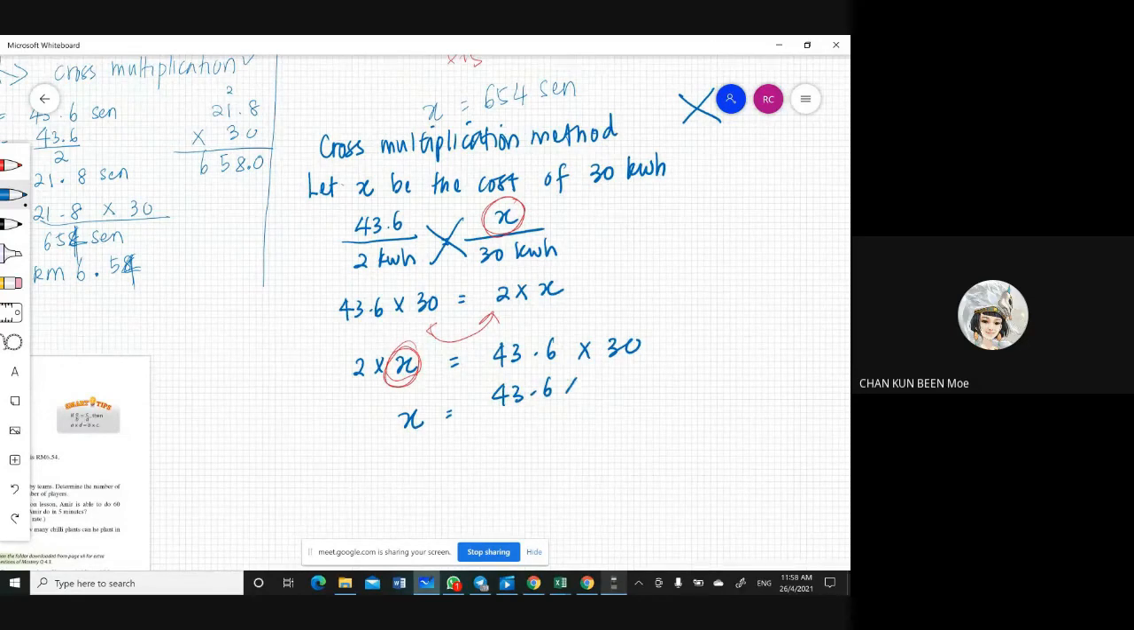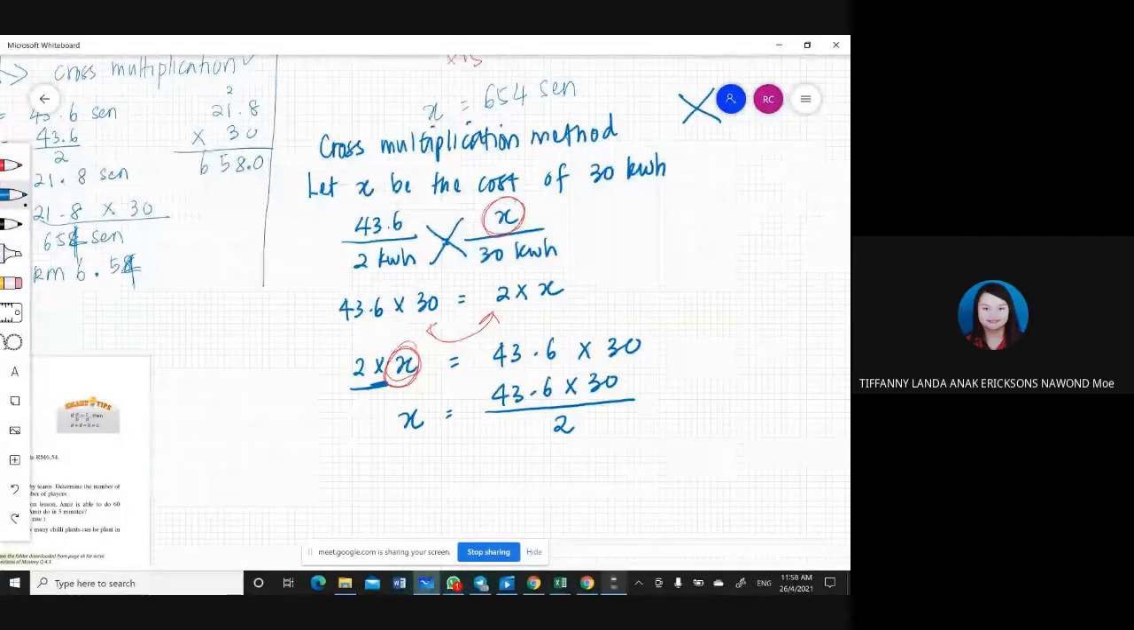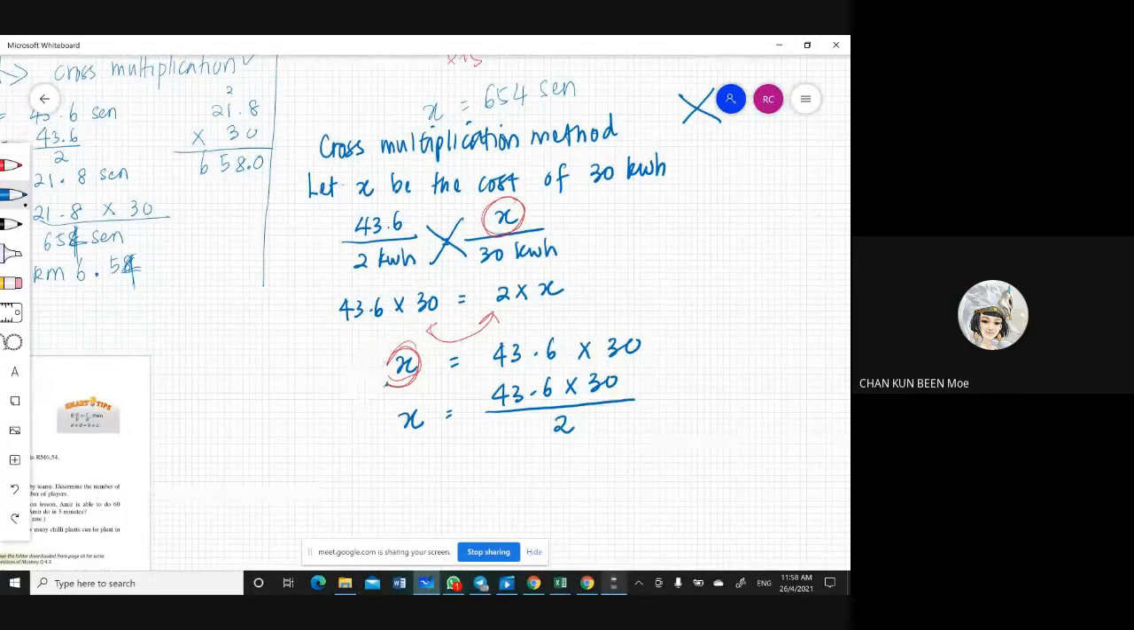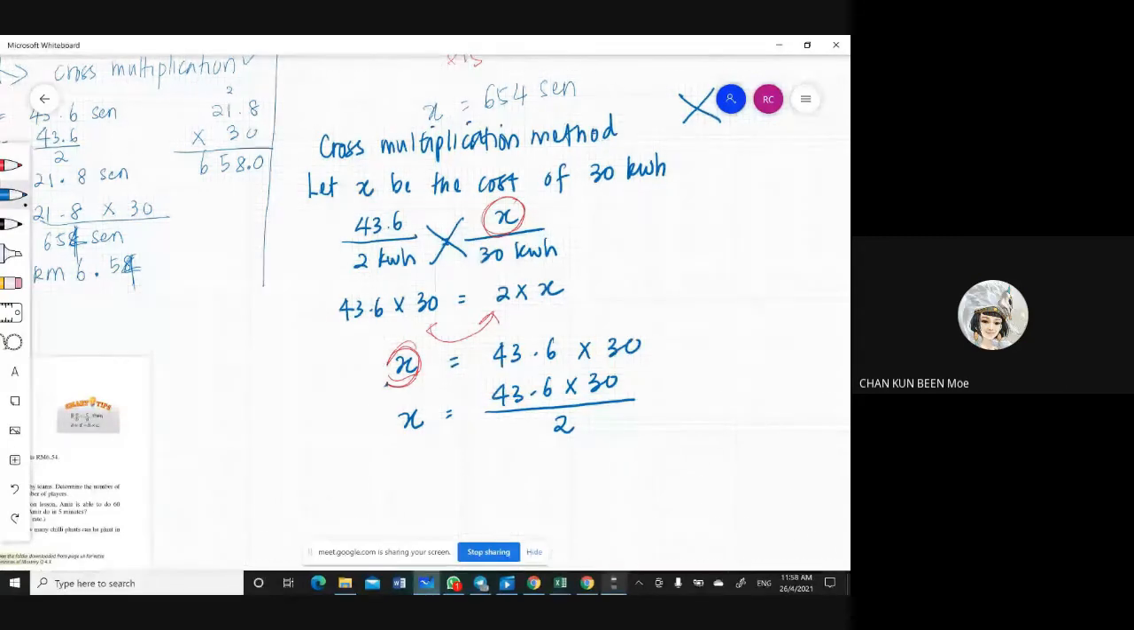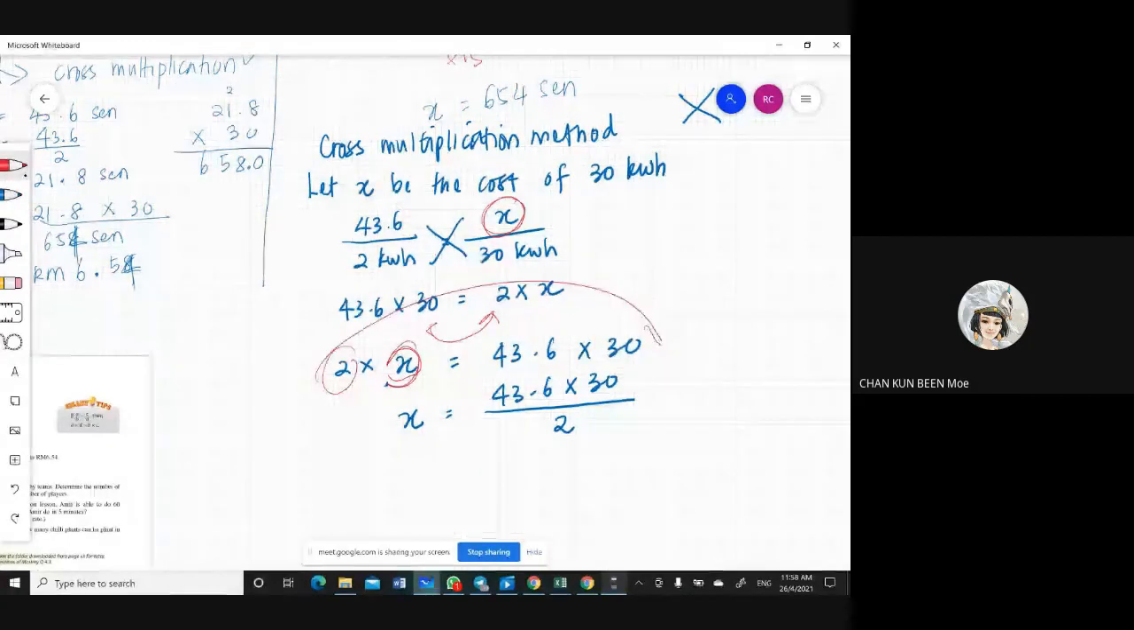To get the value of x, it is 43.6 times 30, because this means times, right? 2 times x. When I want to move the 2 to the right, I'm going to divide by 2. Are you okay? Because of the 2 over here. So when it comes to multiplication, you want to move the 2 to the right hand side after the equal sign, so we have to divide by 2.